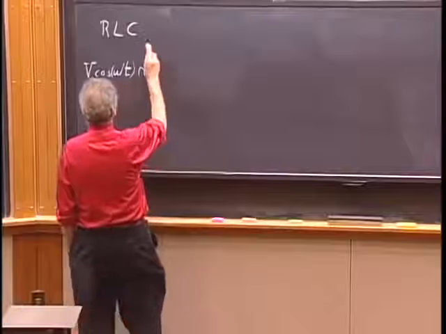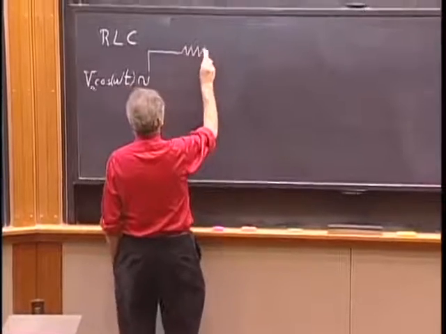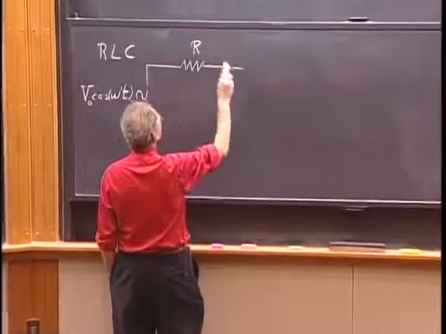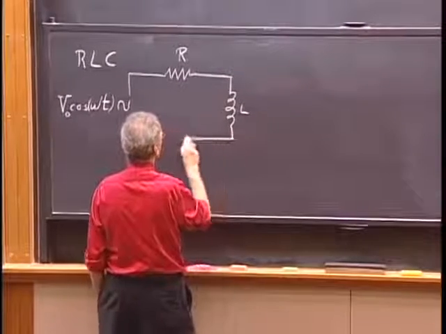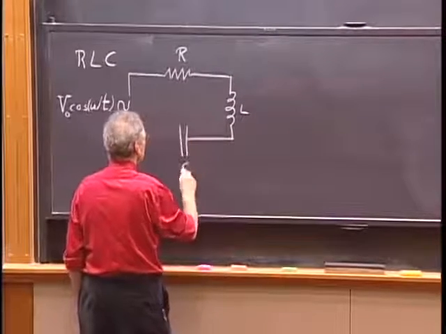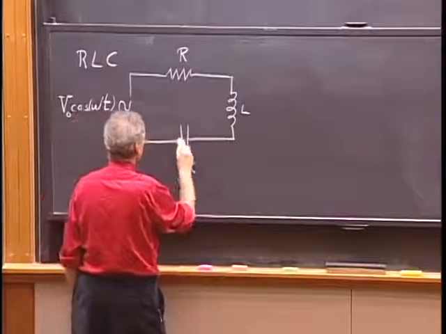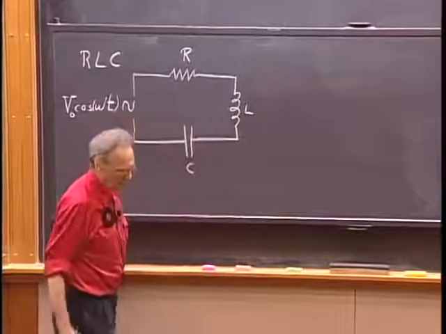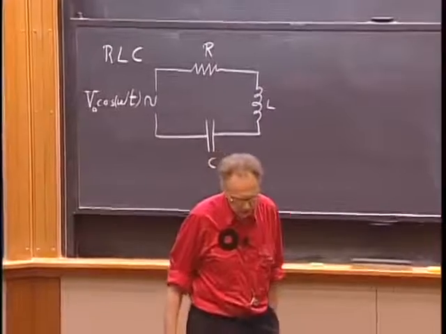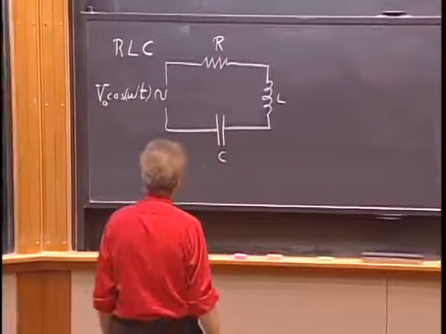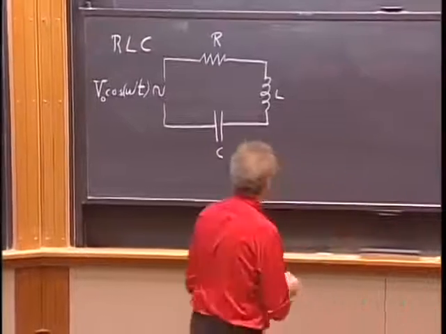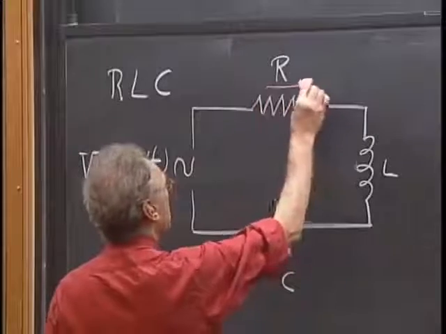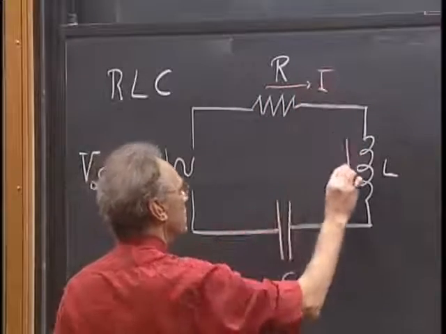So here is the circuit. Resistor R, self-inductance L, capacitor C, and I have to write down now the differential equation. I will adopt a positive current in this direction. That will be my positive current.